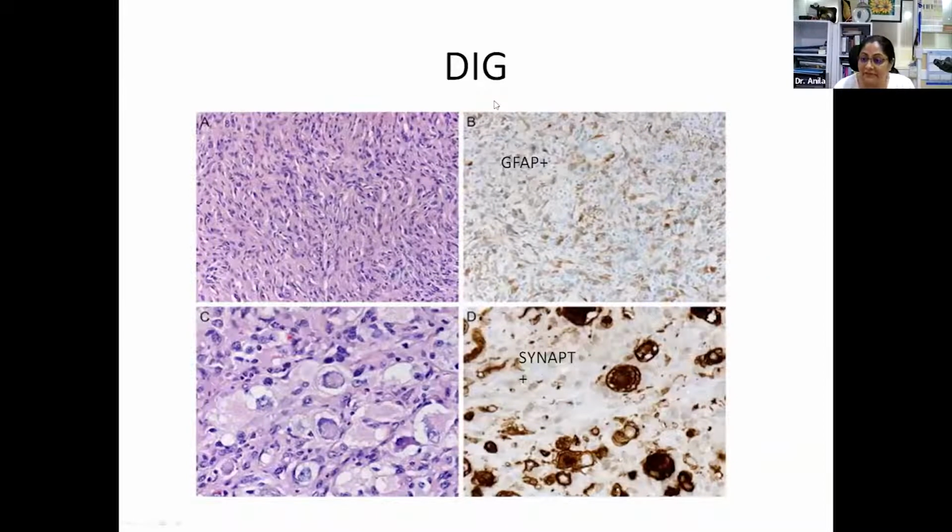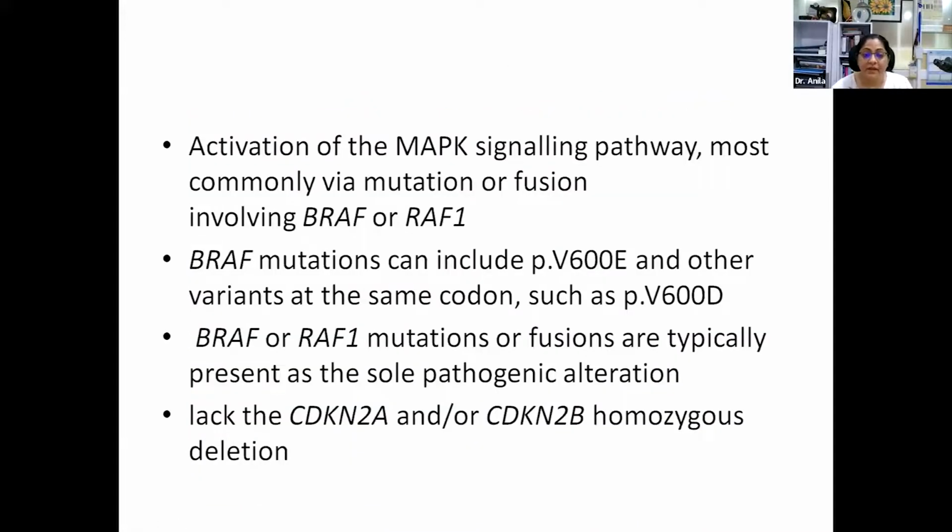Vis-a-vis the infantile gangliogliomas, they will have the astrocytic component as well as the ganglionic cells, and they can show GFAP positivity, and they show strong synaptophysin positivity in the ganglion cells. Like these are the ganglion cells, and this is the strong synaptophysin positivity. And like we already discussed, there is activation of the MAP kinase pathway, but they lack the CDKN2A and 2B homozygous deletion.